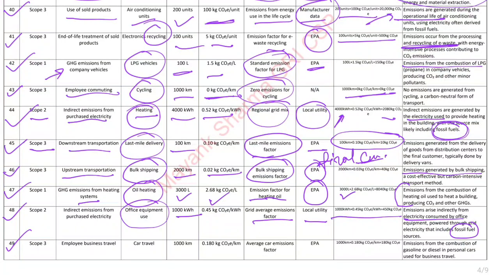Scope 3, again employee business travel, utilizing a car. What is the travel distance? This is the multiplication done and we calculate the emissions basically from the gasoline or diesel in the business travel actually.